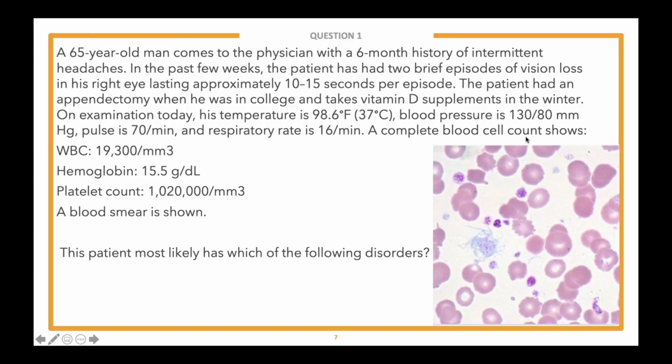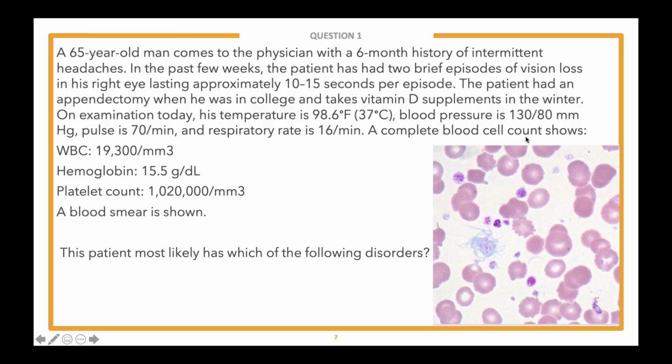A 65-year-old man comes to the physician with a 6-month history of intermittent headaches. In the past few weeks, the patient has had 2 brief episodes of vision loss in his right eye lasting approximately 10 to 15 seconds per episode. The patient had an appendectomy when he was in college and takes vitamin D supplements in the winter. On examination today, his temperature is 98.6 Fahrenheit or 37 degrees Celsius. Blood pressure is 130/80, pulse is 70, and respiratory rate is 16.